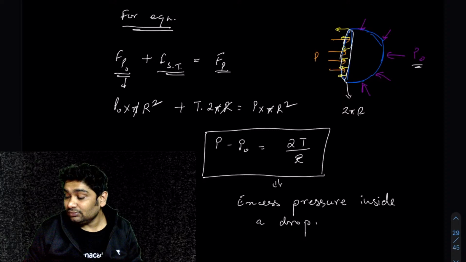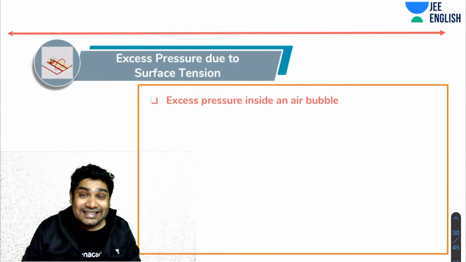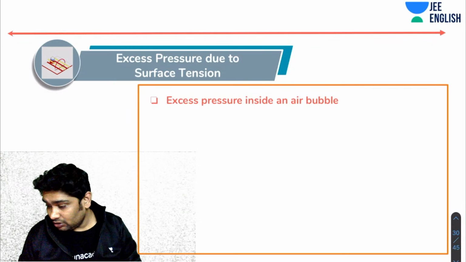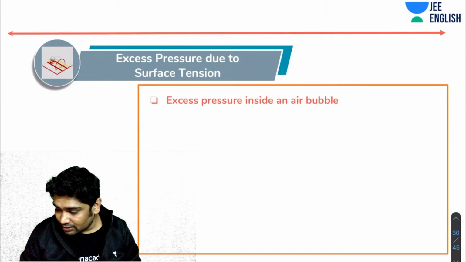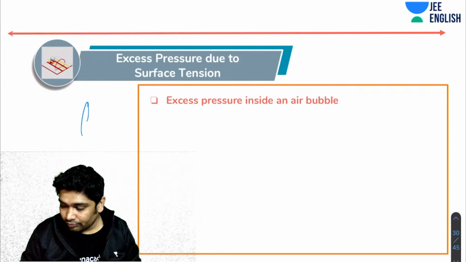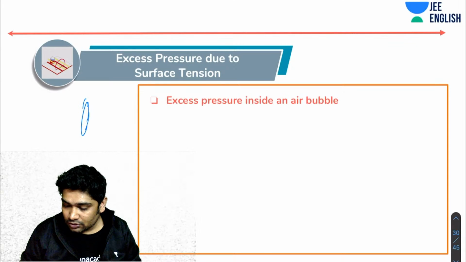Next, you have excess pressure inside an air bubble. An air bubble is something like this. This is what your air bubble is. It has a soap bubble.